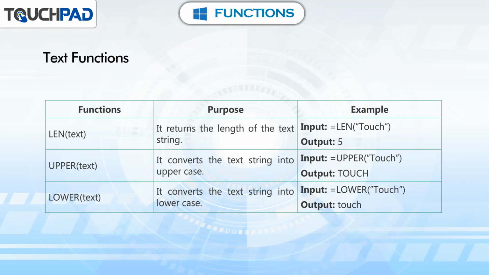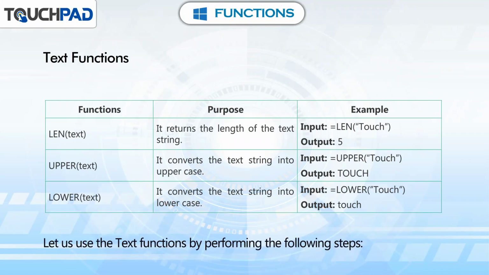Input: =UPPER(text). Output: TEXT. LOWER(text) converts the text string into lowercase. Input: =LOWER(TEXT). Output: text.